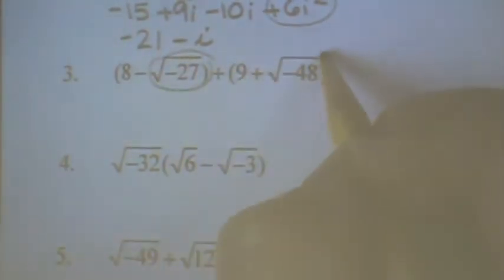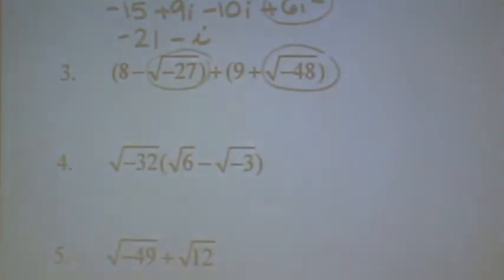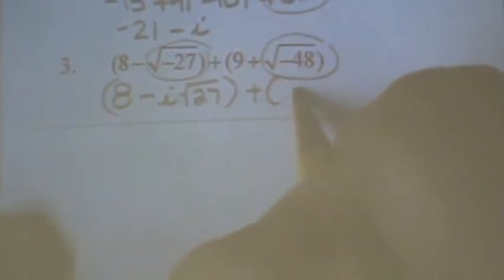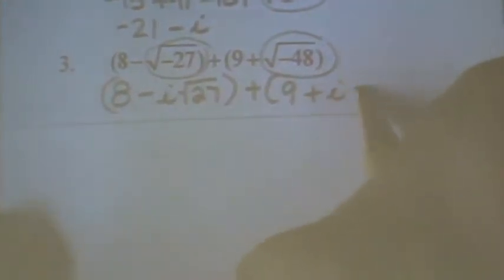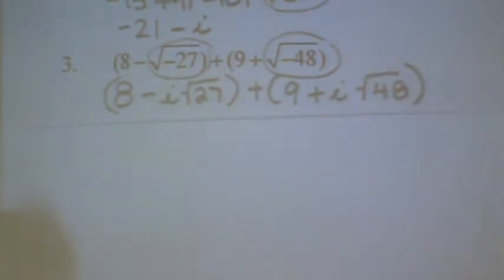What you're going to want to do is simplify these two right here. First, what I would do is I would get rid of the negatives under the radical, first and foremost, because that might be confusing some of you with the negative. So first I would write 8 minus i root 27, and then plus 9 plus i root 48. So a negative under the radical just means you pull that -1 out, it's an i.